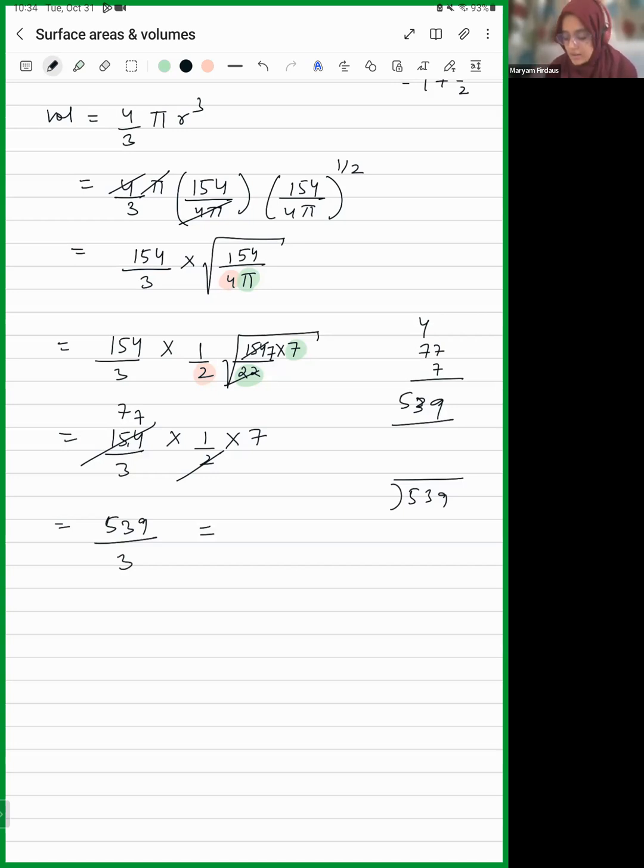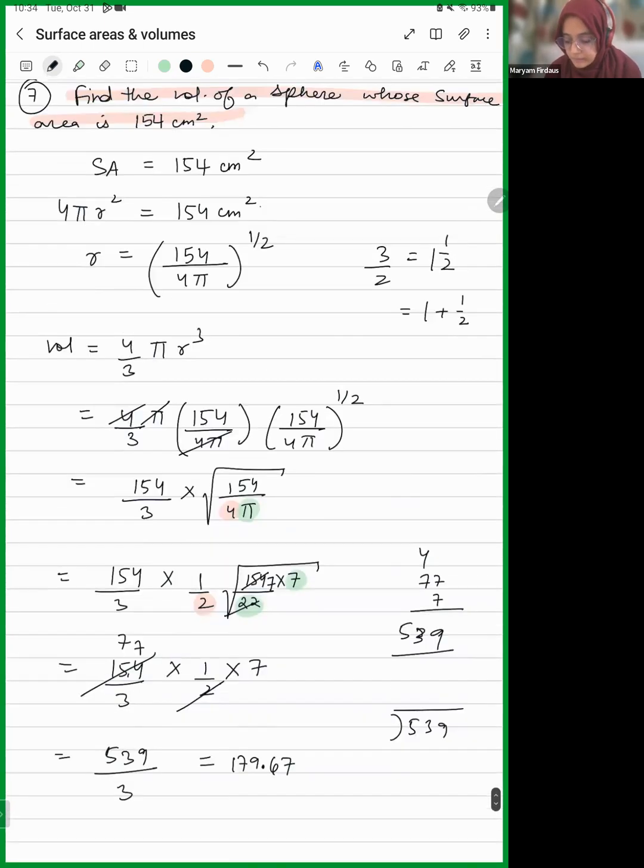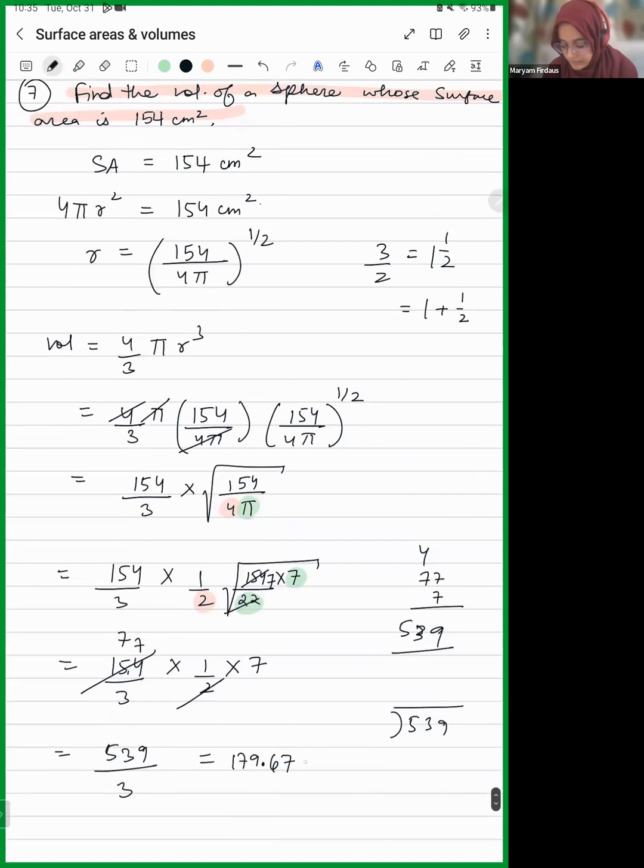It's going to be 179.6666, basically 6 bar. You can write it as 179.67. And the units, what will the units be? Centimeter cube, right? Because here we have everything in centimeters.